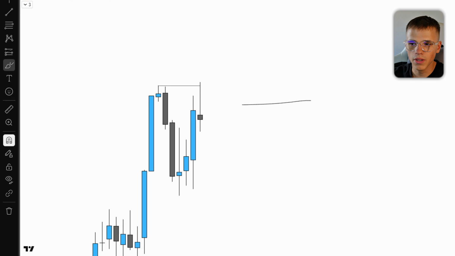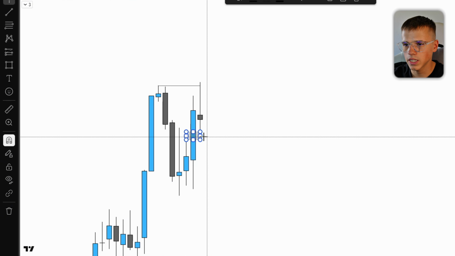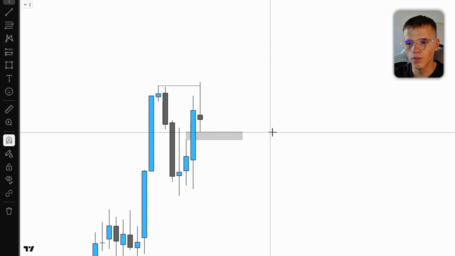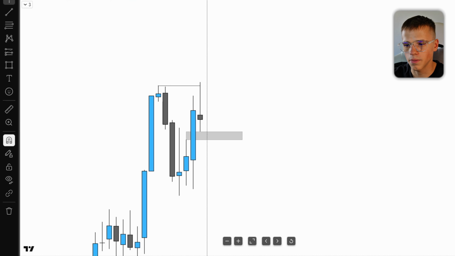So the first thing we look for is imbalance in the market, as I said, and this right here is the imbalance that we are looking for, and now we are waiting for the close. The close is always going to be better the stronger it is. So let's just see what kind of close we get.